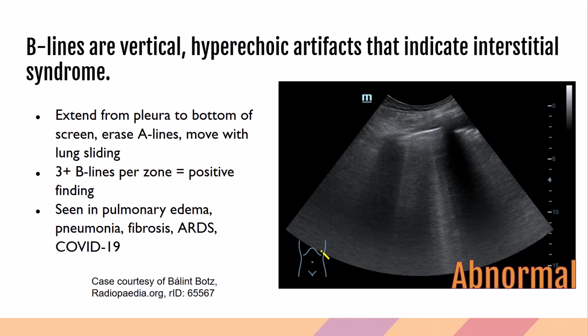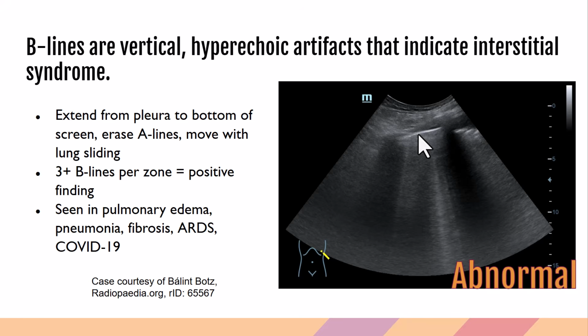Getting into abnormal now. These are the things that if we see them, we might think something's going on. We need to look deeper into the patient's history or symptoms to identify how what we are seeing is abnormal and how it relates to their diagnosis. So B lines are going to be vertical hyperechoic artifacts that usually indicate some sort of interstitial disease.